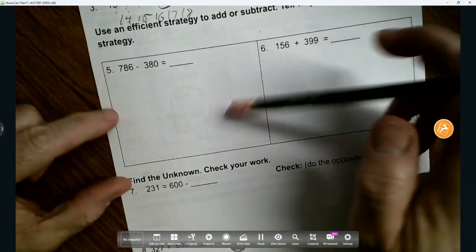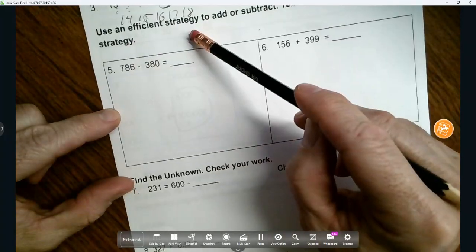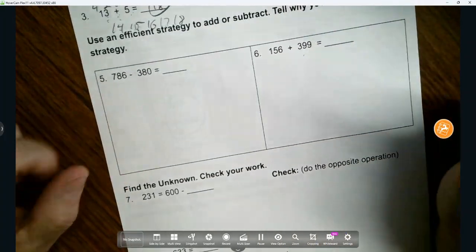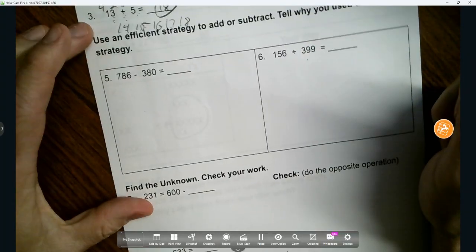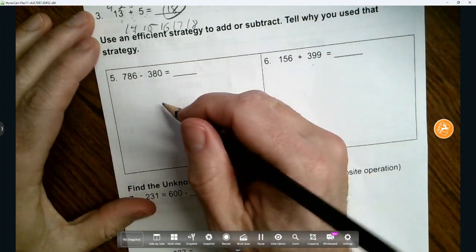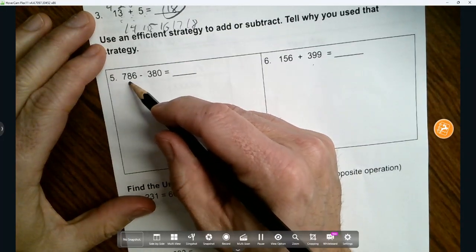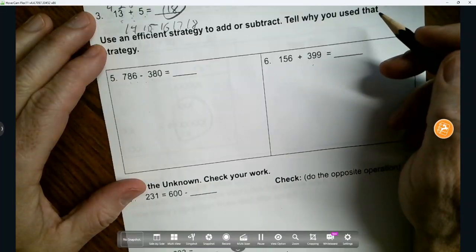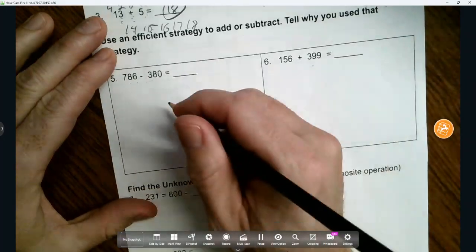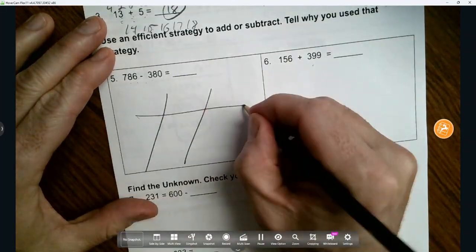All right. Use an efficient strategy to add or subtract. They're not telling us how we have to do it. We can do it however we want. Yay! All right. 786 minus 380. How are we going to do this one? Oh, you already know how we're going to do this one.